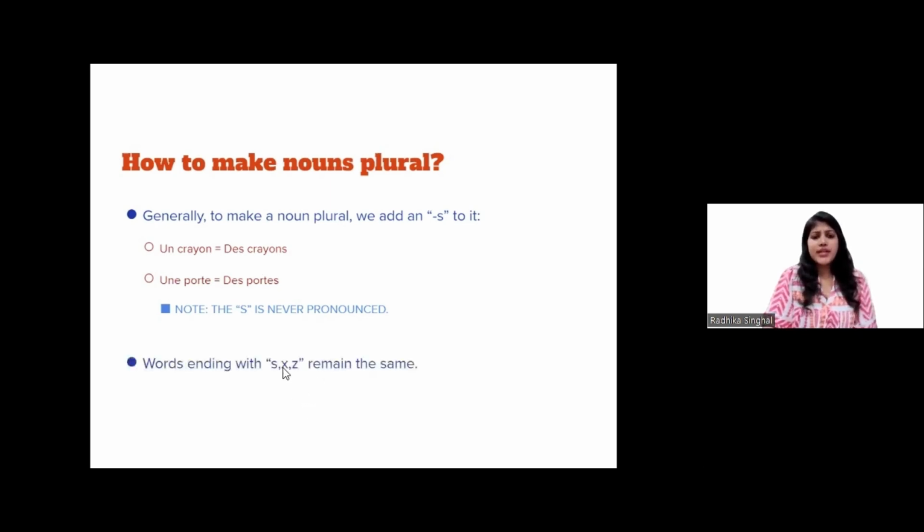The next rule says that words ending with S, X, or Z remain the same. With S in the singular form, in the plural form also, it will stay the same. What will change is the article that is following it. So if it is un bus, that means there's only one bus. But if I say des bus, that means there are some buses around.